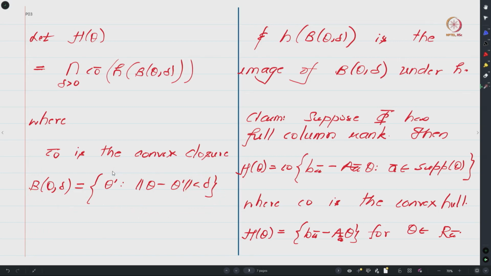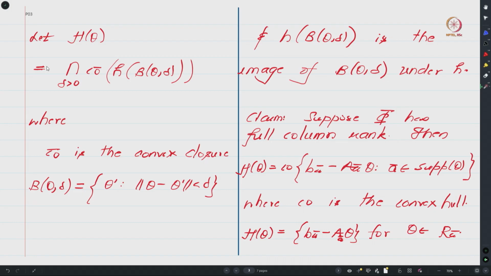So you collect this set of points, and this one can see is the ball of radius delta centered at theta, and you take the image of this ball under H. By image I mean that you take every point over here, that is every theta prime, apply H, and you will get a vector. So you collect all those vectors, and that is this set H of B theta delta. Once you get all those vectors, you take their convex closure, so that will be another set, and then you take the intersection of all such convex closures for different values of delta to get this capital H of theta.